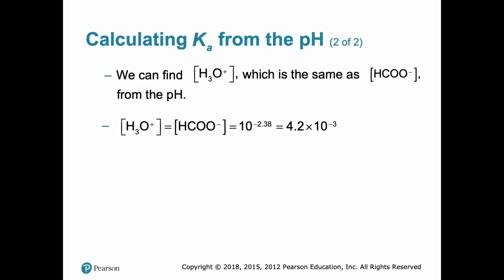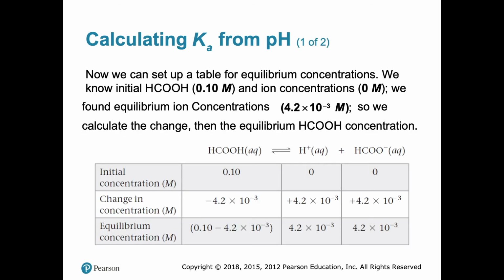And when you do 10 to the negative pH, you get 4.2 times 10 to the negative 3. And that's the concentration of both the H3O plus and the HCOO minus. So then we take it to our ICE table. Oh, you thought we were done with ICE tables, didn't you? Because you thought, oh, in solution equilibrium we did ICE tables, but we're done with them now. No, we're not done. So now we can set up our ICE table, where we know that the initial concentration of the formic acid is 0.1 molar, and the ion concentrations in the beginning are 0 molar.